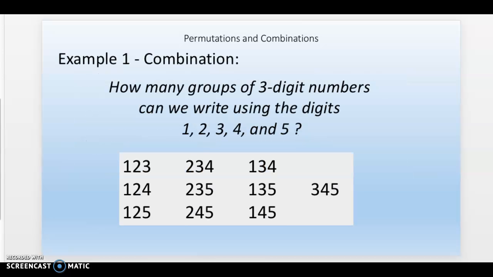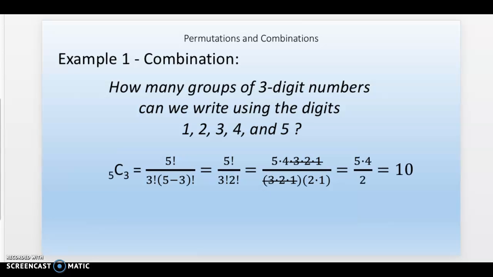As an example, how many groups of 3-digit numbers can we write using the digits 1, 2, 3, 4, and 5? I wrote them out right here. That's 10 ways to do it, the groupings of 3. Here's the formula: from 5, pick 3. It becomes 5 factorial over 3 factorial times 2 factorial, and we end up with 10. That's the answer we got.